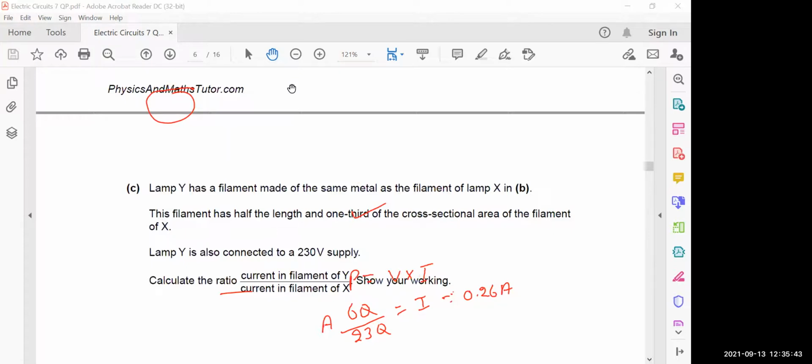And in 4C, lamp Y has a filament made of the same metal as the filament of lamp X in B. This filament has half the length, means the lamp Y has length half of the lamp X. And what about the area of cross section? 1/3. Lamp Y is also connected to the same voltage, that is 230 volt. Calculate the ratio of current in Y to the current in filament of X and show your working, children.